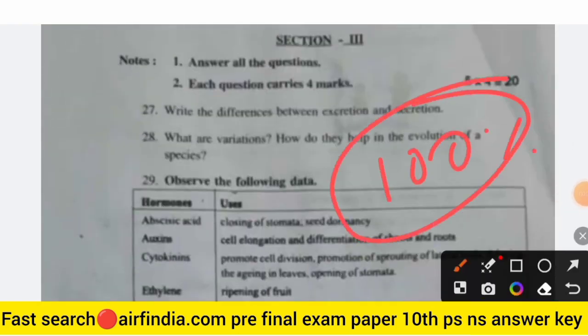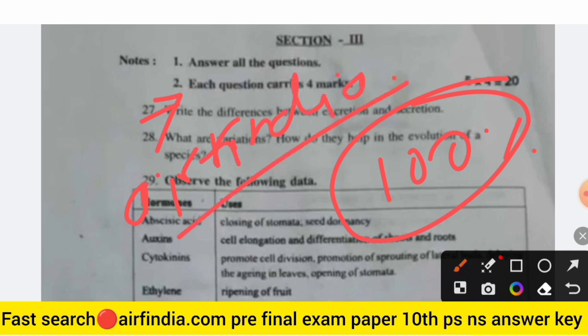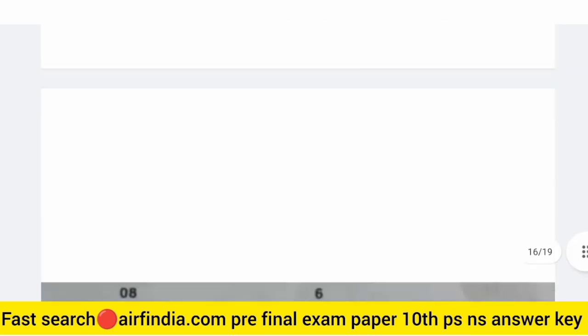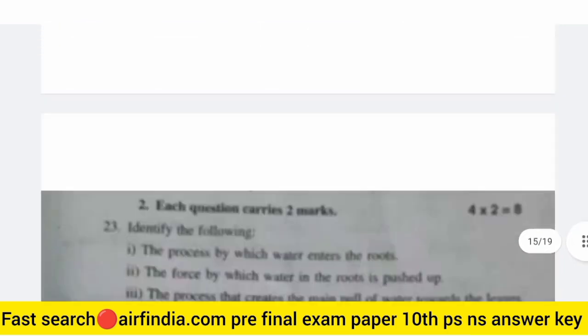And for the answer key you can search arfindia.com 10th pre-final 10th science answer key, where the answer keys for all the questions will be provided. Check regularly and visit regularly, where all the PDFs are available.